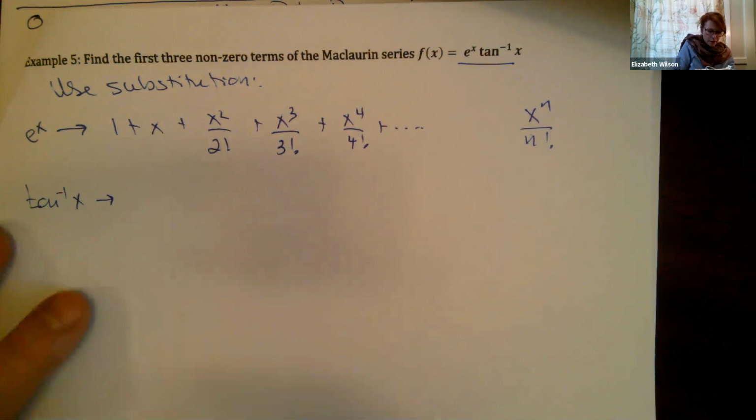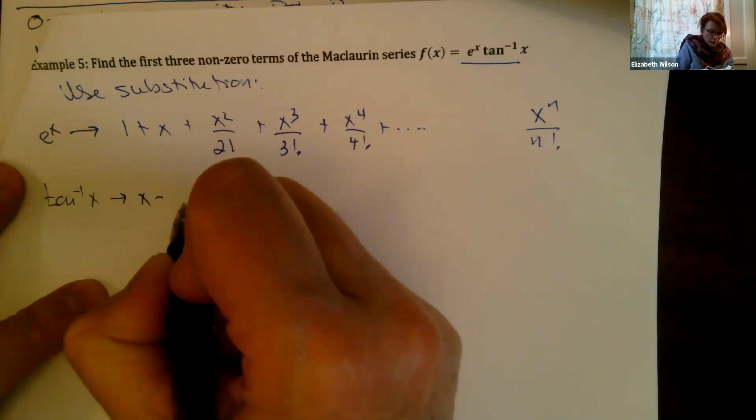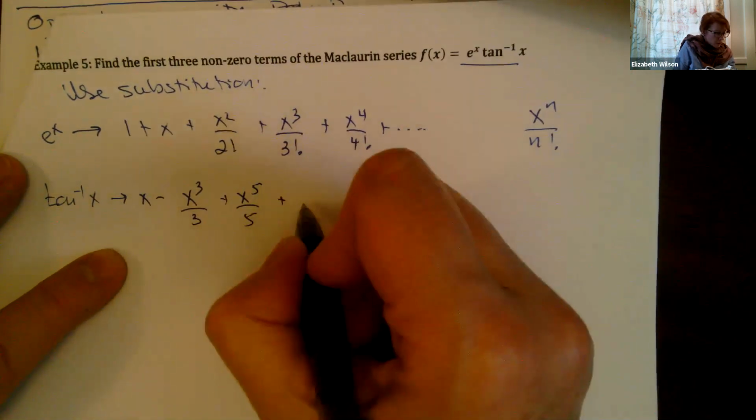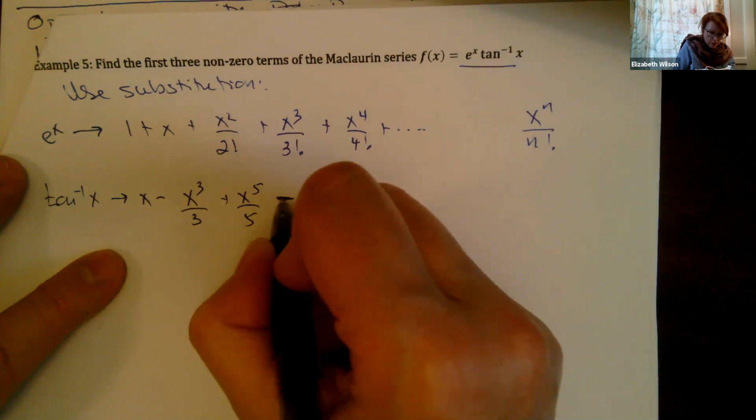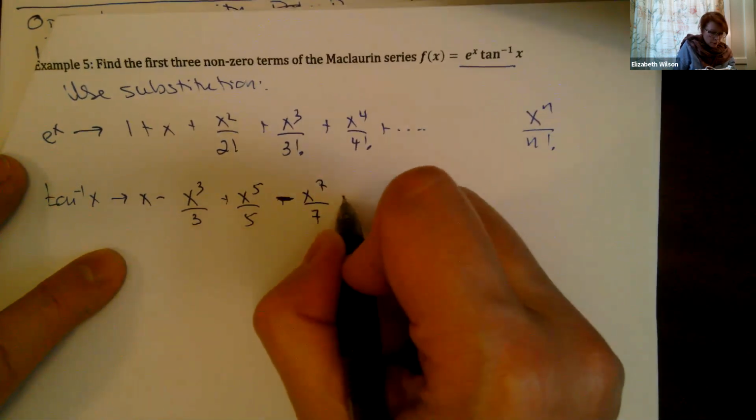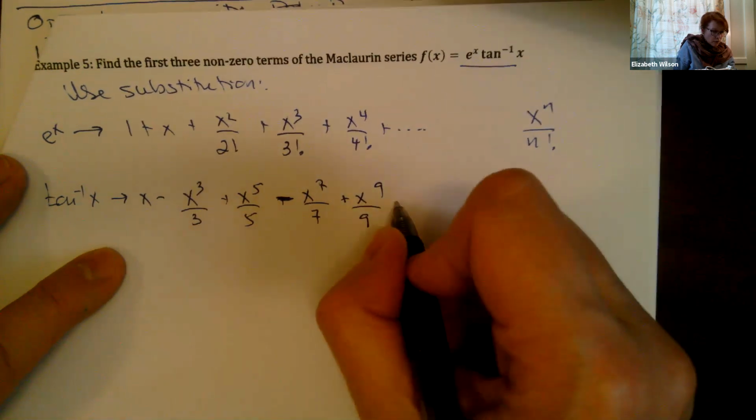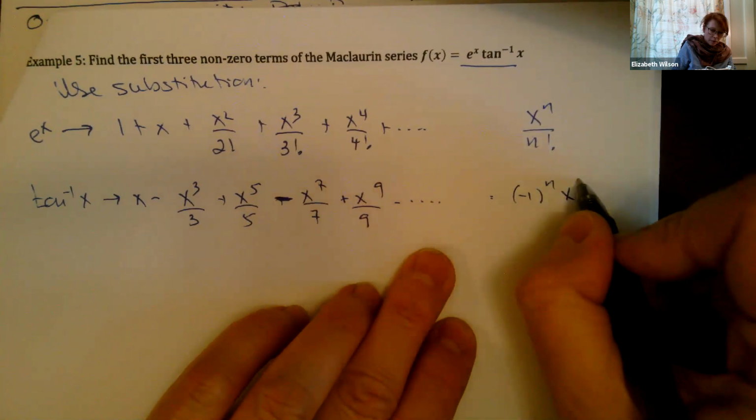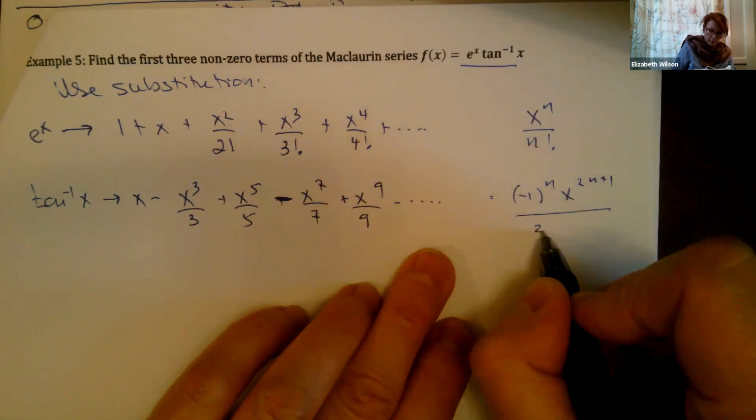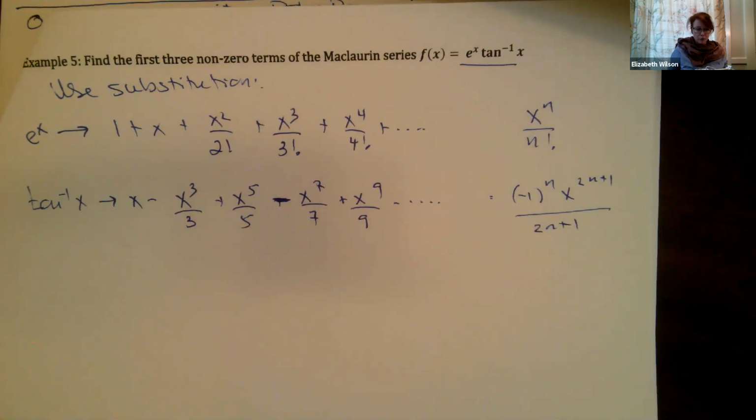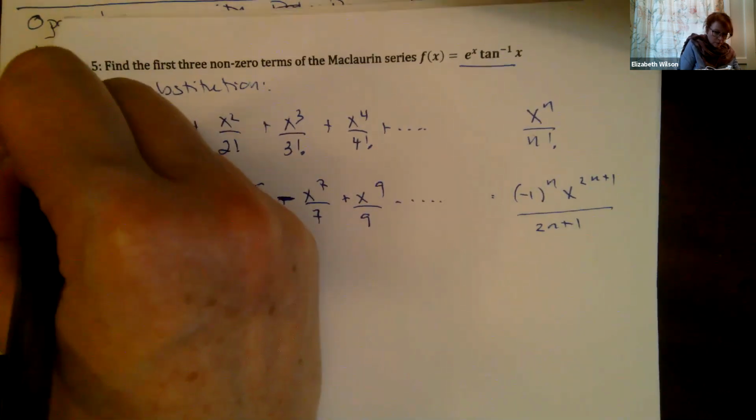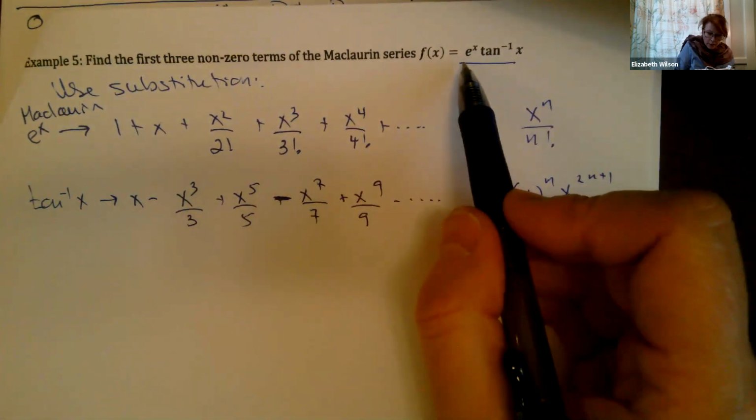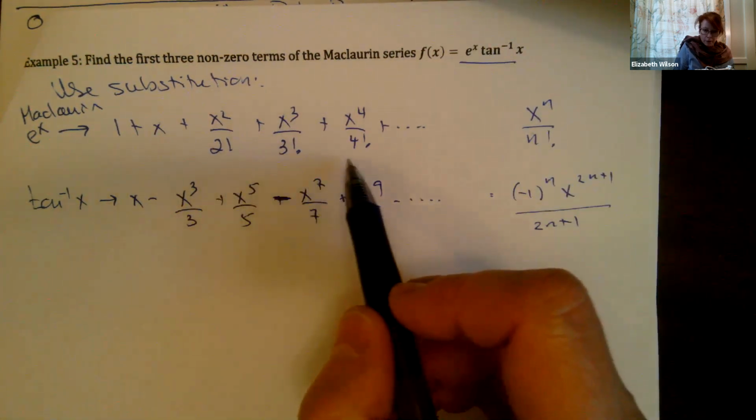Okay, that was somebody else that proved that. I think we talked about that a couple of chapter sections back. For arctangent, we have x minus x cubed over 3, plus x to the 5th over 5, negative x to the 7th over 7, plus x to the 9th over 9, and so on and so forth. And this is basically equal to the sum of minus 1 to the n, x to the 2n plus 1, all over 2n plus 1. Okay, so these are our Maclaurin series for our functions.